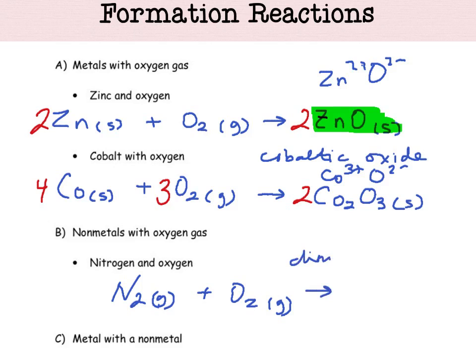I'm going to give you the clue. What you're going to get here is dinitrogen trioxide gas. And with that clue, you can complete the reaction and you can balance it. So dinitrogen trioxide is a molecular compound. The prefixes give dinitrogen N2, trioxide O3, which is a gas.